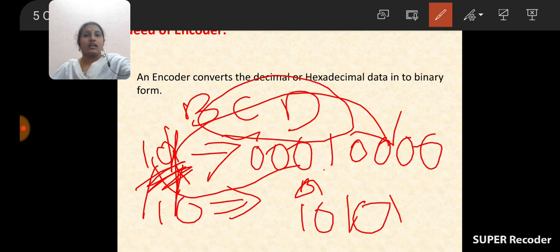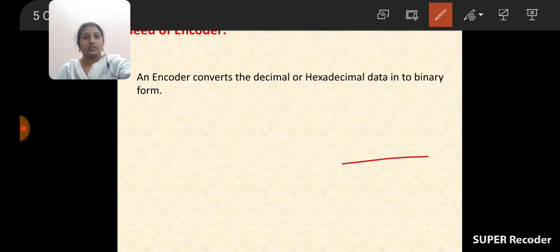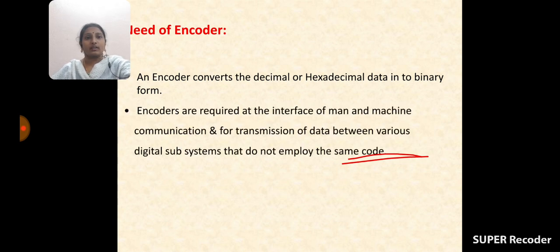Okay, and see here, while coming to the next one, our encoder will convert decimal or hexadecimal into binary form. Encoders are required at the interface of man and machine communication. Why? Because here it will convert decimal or hexadecimal into binary now. So decimal and hexadecimal can be understood by human beings.